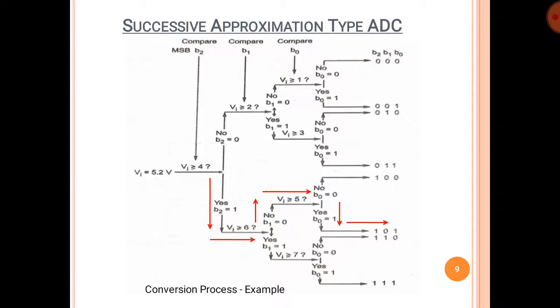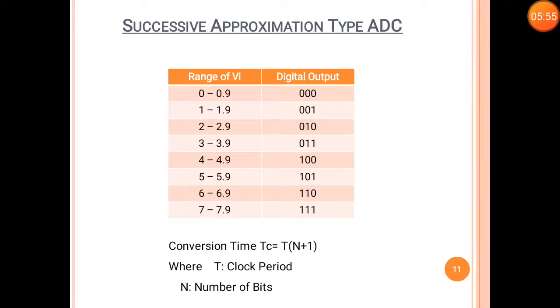For whatever input voltage is given, each time it will be compared first with 4, second with 2, and third with 1 and other values, so that the complete 3 bits are processed, and at the end I will get the digital output 101. So in this example, 5.2 volts was the analog signal given, and it has been converted into 101, as shown in this figure. Any example can be taken and the same process can be followed. So for different ranges of input voltage, we will get the digital output.